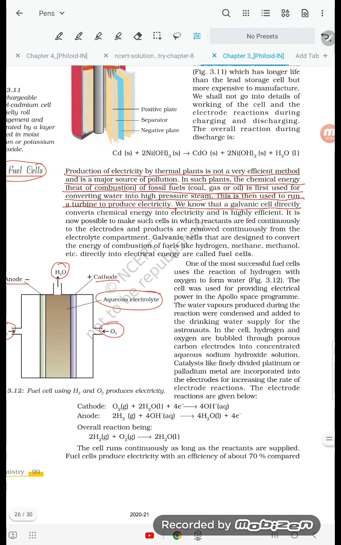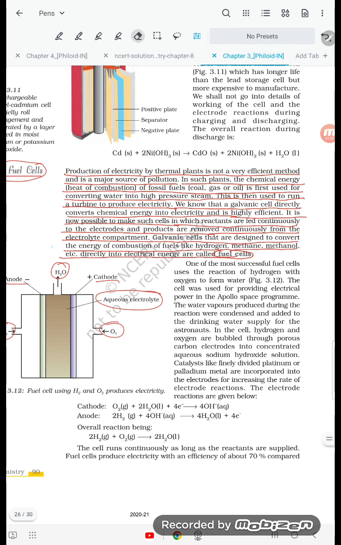We know that galvanic cell directly converts chemical energy into electrical energy and is highly efficient. It is now possible to make cells in which the reactants are fed continuously to the electrodes and products are removed continuously from the electrolyte compartment. Galvanic cells that are designed to convert the energy of combustion of fuel like hydrogen, methane, methanol, etc. directly into electrical energy are called fuel cells.